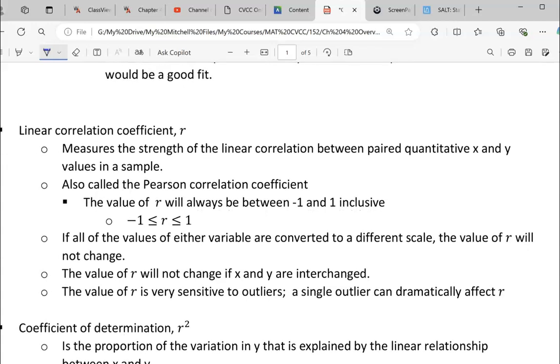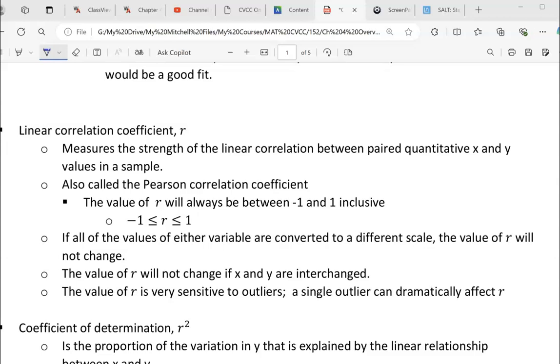So let's dive into more about that linear correlation coefficient. This is called Pearson's correlation coefficient, and we use the R as the representation for that, the symbol there, if you will. So R, the linear correlation coefficient, measures how strong that linear relationship is between those two variables. Now, that R value will always be between -1 and 1. And really, the value of R depends on the slope.